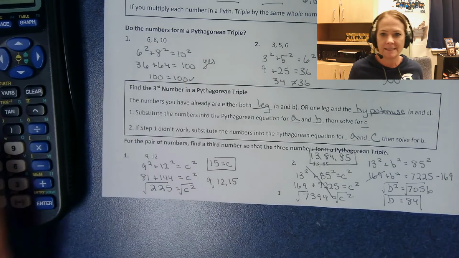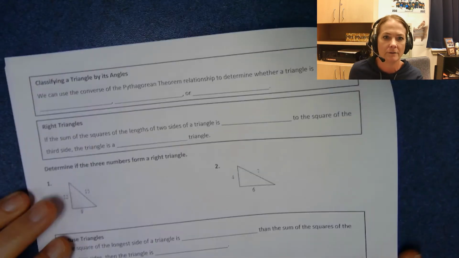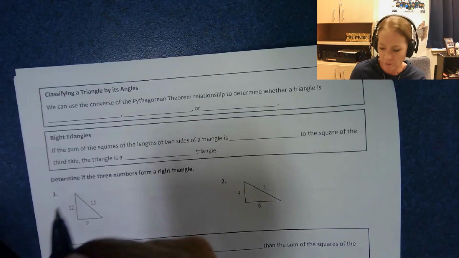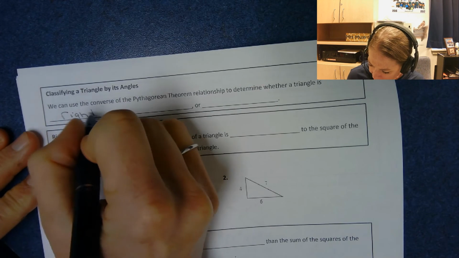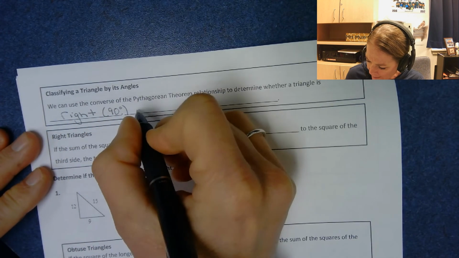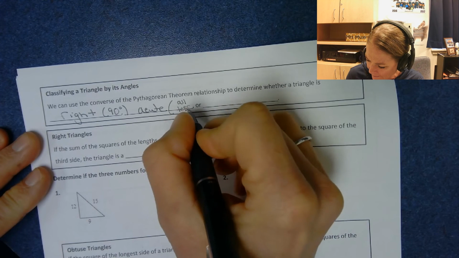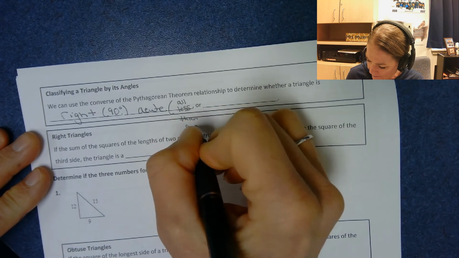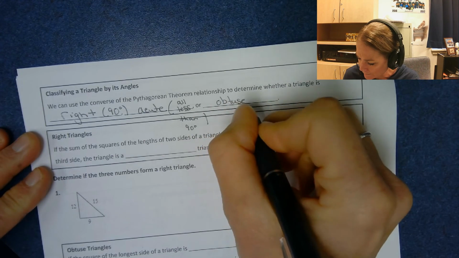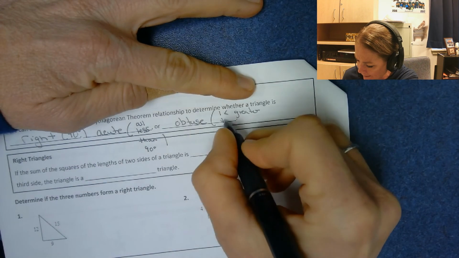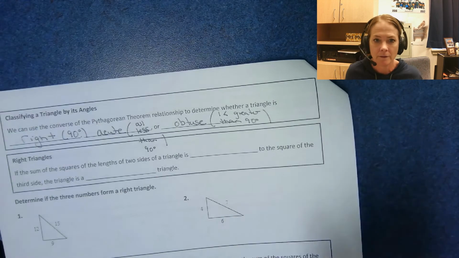All right, backside, we're going to classify some triangles using the Pythagorean theorem. Okay, so classifying a triangle by its angles. We can use the converse of the Pythagorean theorem relation to determine whether a triangle is right, that has a 90-degree angle, acute, those are all less than 90, or obtuse. This has one angle greater than 90.